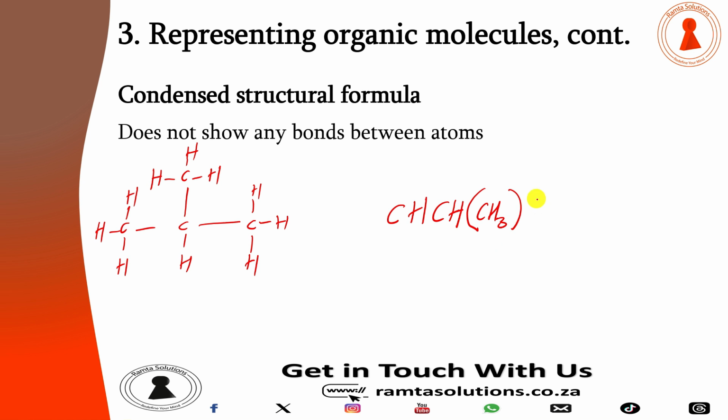Okay, the third carbon is bonded to 3 hydrogens. I repeat, the first carbon is bonded to 3 hydrogens. The second carbon, which is the carbon in the middle, is bonded to 1 hydrogen and a substituent CH3. The one here on the right, which is the third, is bonded to 3 hydrogens. And this is your condensed structural formula. Okay, this is a condensed structural formula.